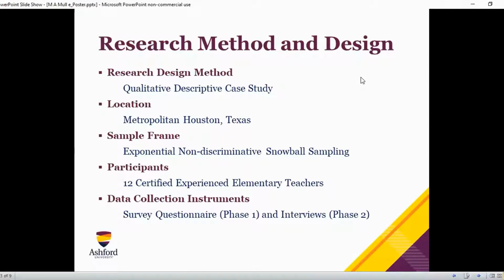The sample was 12 certified elementary school teachers with 5 or more years of experience in a public school setting in metropolitan Houston, Texas. The data collection instruments were survey questionnaire for phase 1 and interview for phase 2.